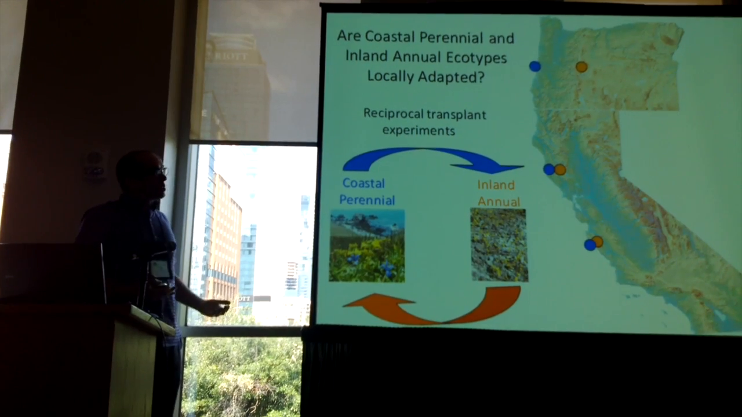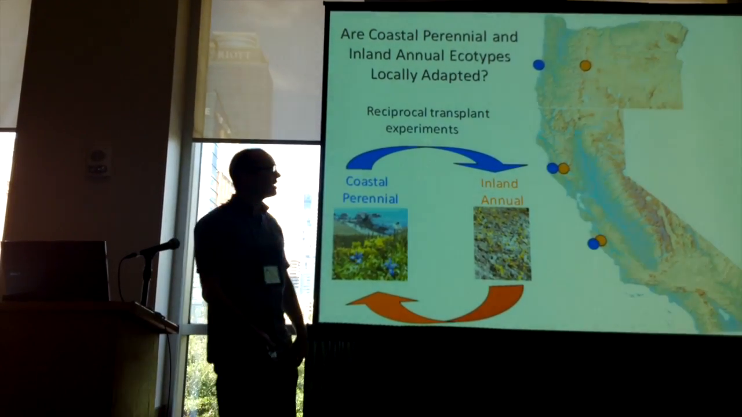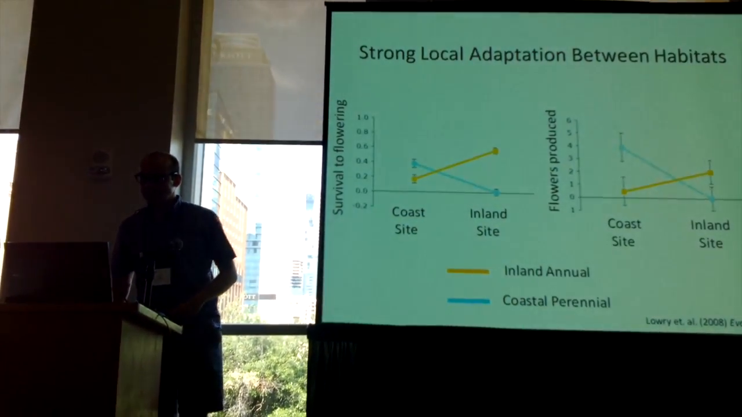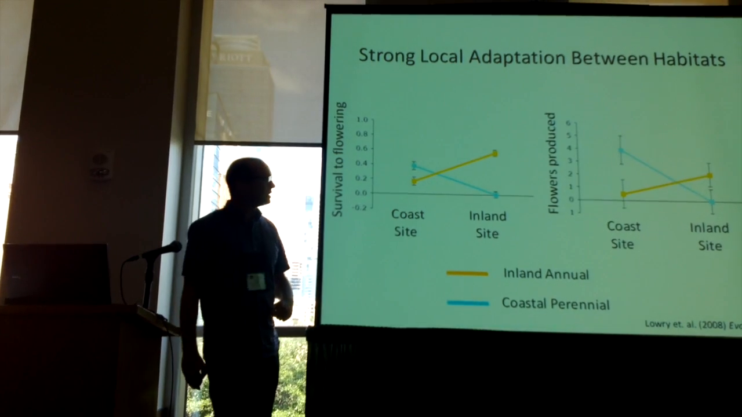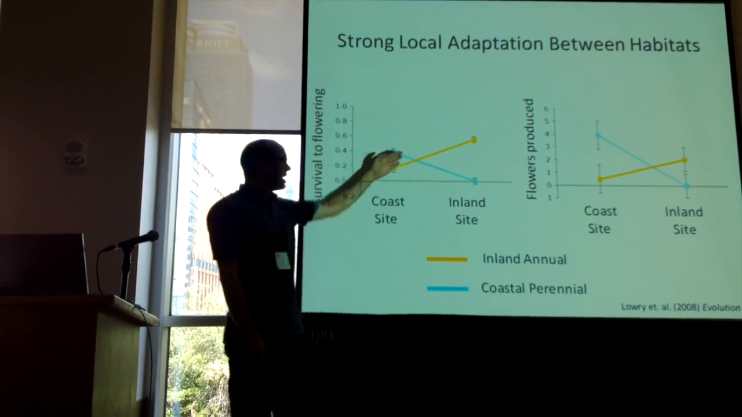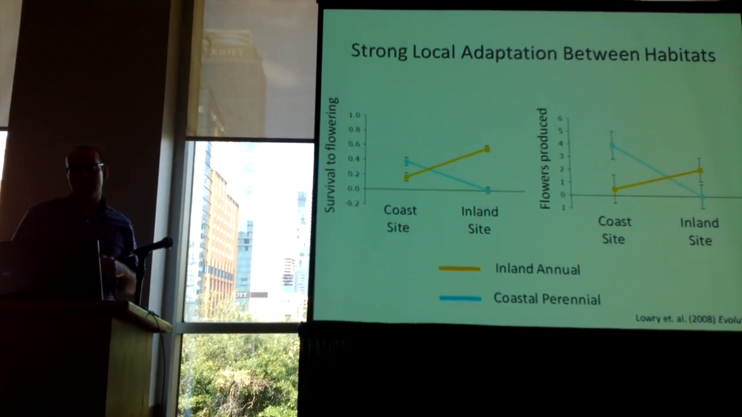So if you do reciprocal transplant experiments to test whether they are locally adapted and ecogeographically isolated, we've done reciprocal transplant experiments in those 3 different locations. And in fact, across reciprocal transplant experiments, the inland ones always survive better than the coastal ones in inland habitat, and the coastal ones always survive better in coastal habitat.